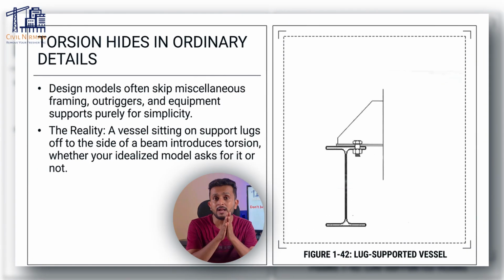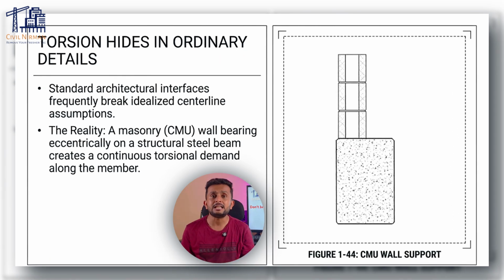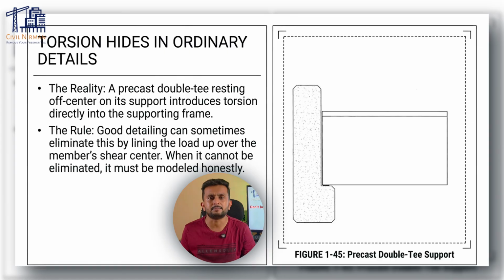Look at here. One, a lug-supported vessel: a vessel sitting on support lugs off to the side of a beam instead of directly over it. Here is the other example: a channel used as an outrigger to carry equipment further out from the main beam line. Next is a masonry wall bearing eccentrically on a beam. Next, we have this precast double T support: a precast double T resting off center on its support.